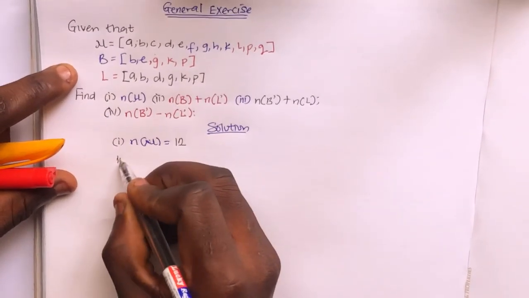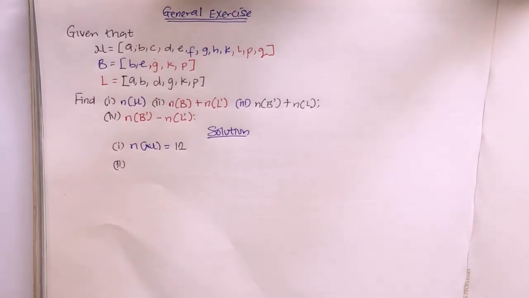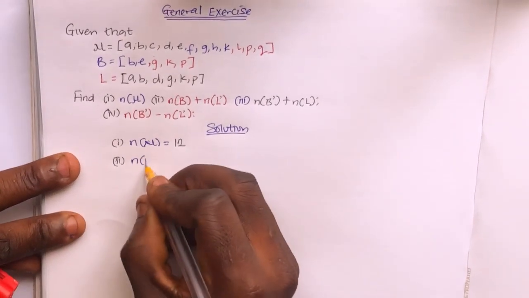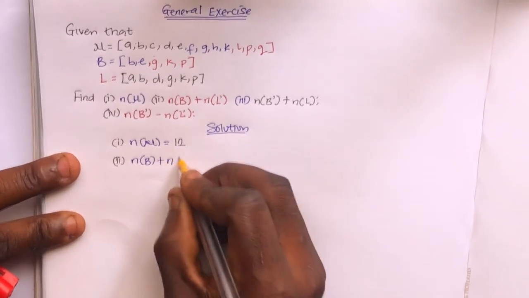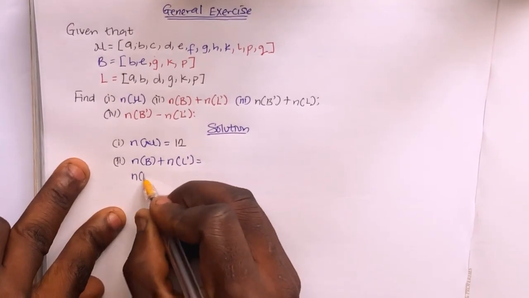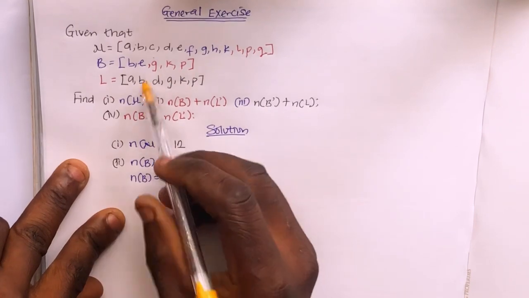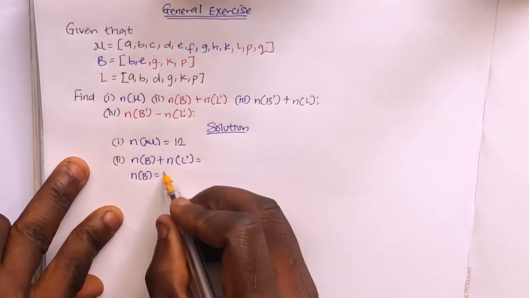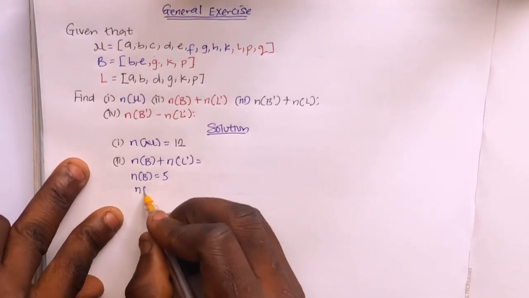Then the II. You are asked to find the cardinality of B plus the cardinality of L complement. The first one is that you need to find the cardinality of B. Cardinality of B equals the total number of elements in B: 1, 2, 3, 4, 5, which is 5. Then the cardinality of L complement.